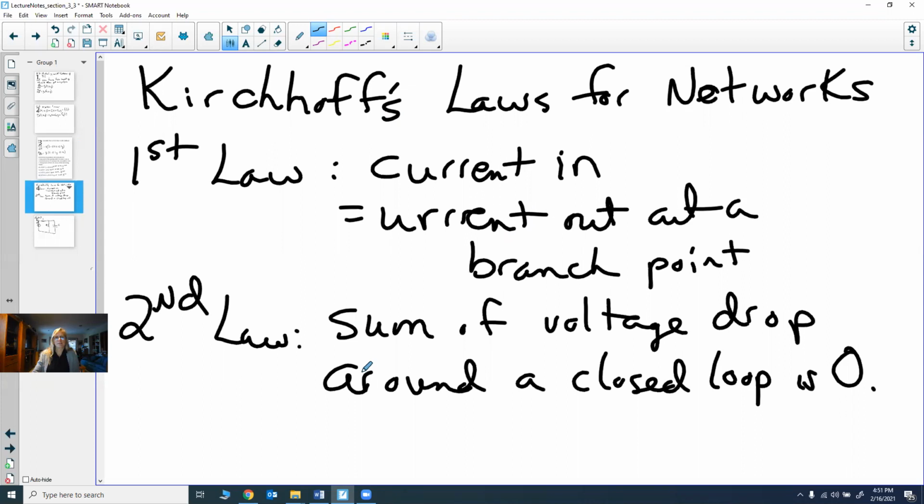The first law says that your current in is equal to current out at any branch point. So at any point along that circuit where your current might split, the current coming into that point and the current going out of that point have to equal each other. The second law is that the sum of the voltage drop around any closed loop is always 0. And we've used this one already once, but this is a very important rule and helps us out.